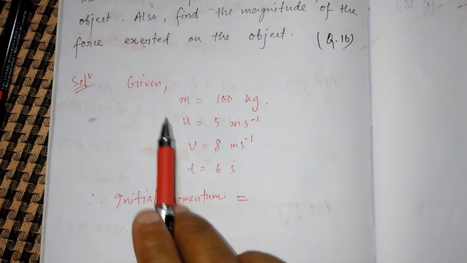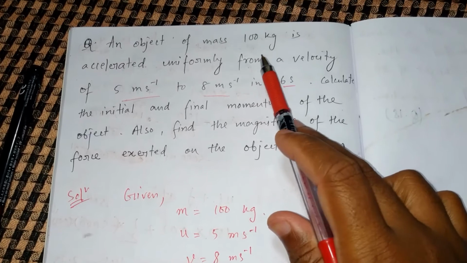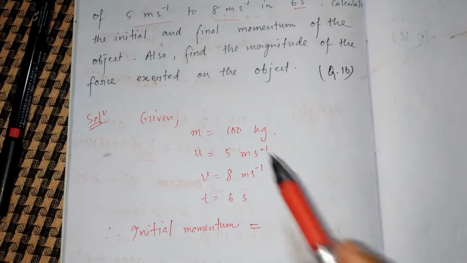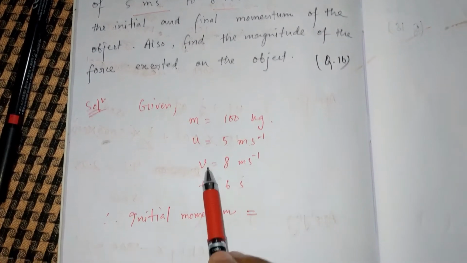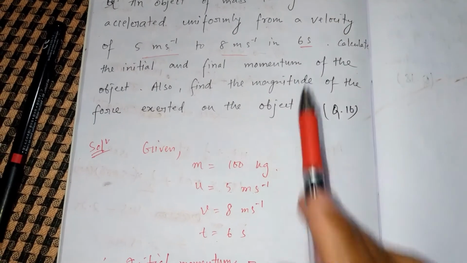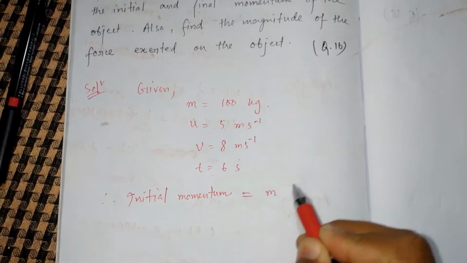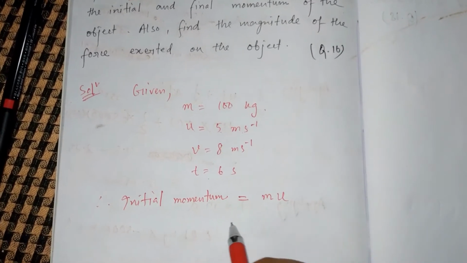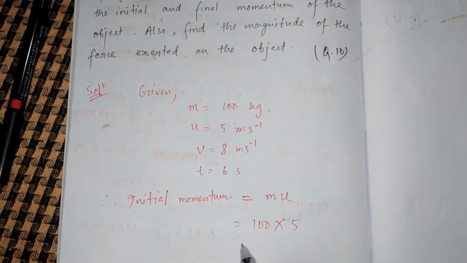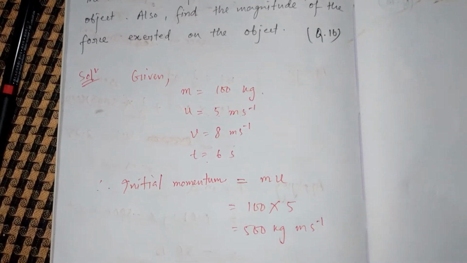So you see, first we will write given. Mass is given in the question, it is 100 kilogram, and we have the initial velocity, u, which is 5 meter per second, and final velocity, v, 8 meter per second. We know the time is how much? 6 seconds, as you can see in the question. So what is the formula for momentum? We know mass into velocity. So initial momentum, that means mu. So mass is 100 and u is 5. It is 500 kilogram meter per second. So this is the initial momentum.